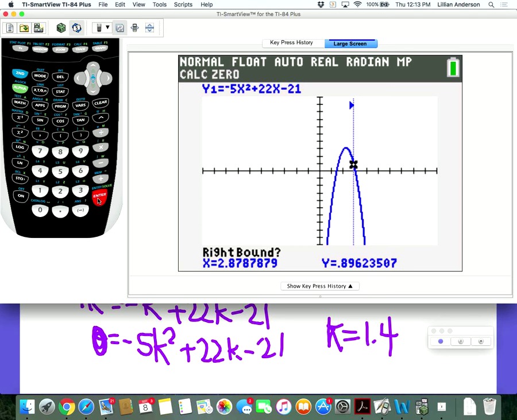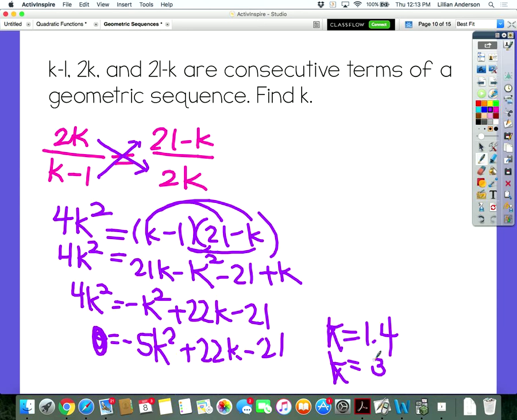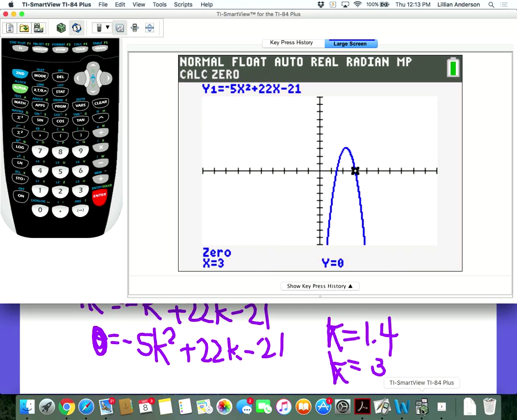Now I have to go to the right. Go to the right of that x-intercept. Click enter again. Again, these two triangles should be in between your x-intercept. And it is. So there we go.